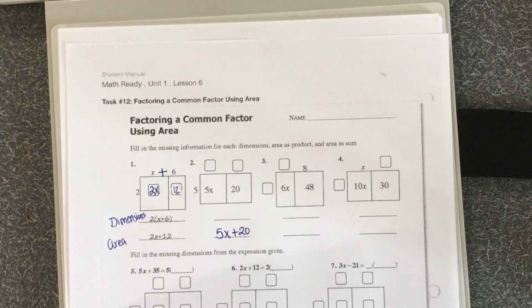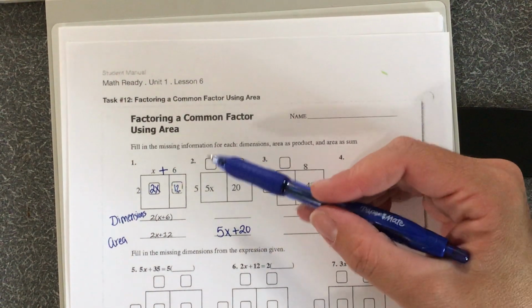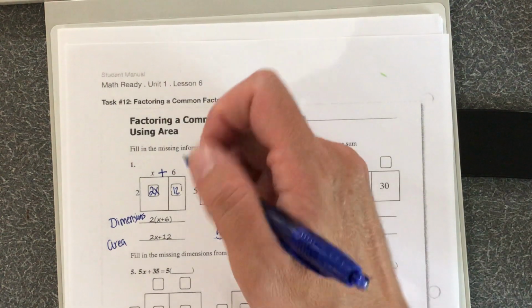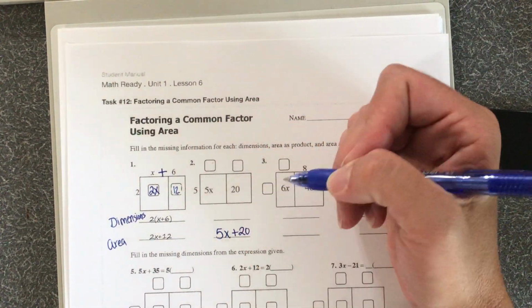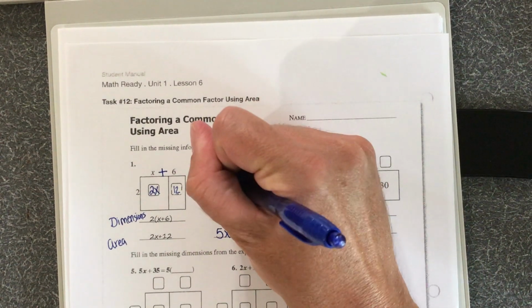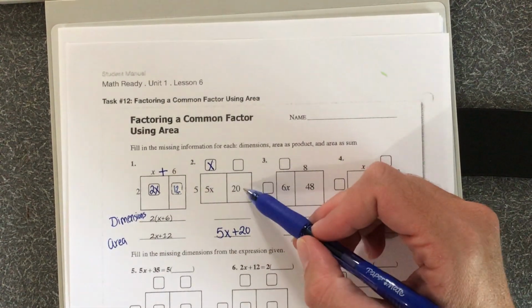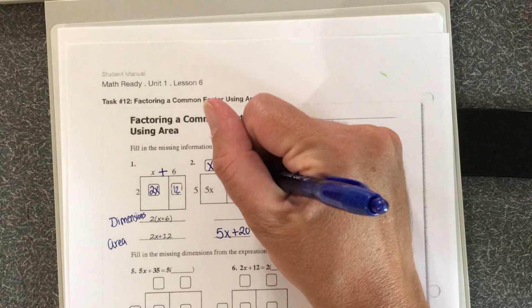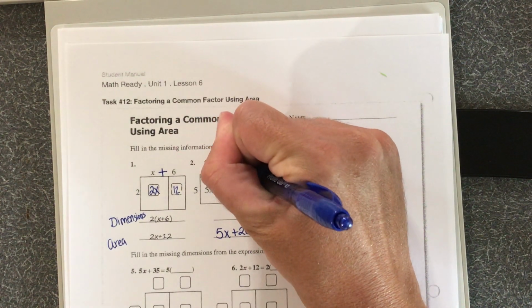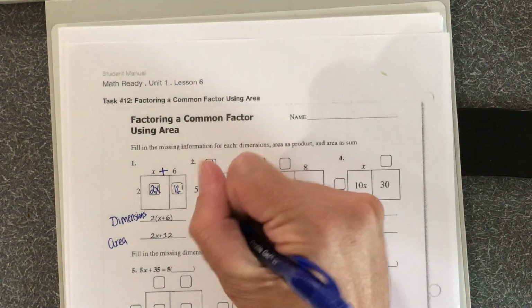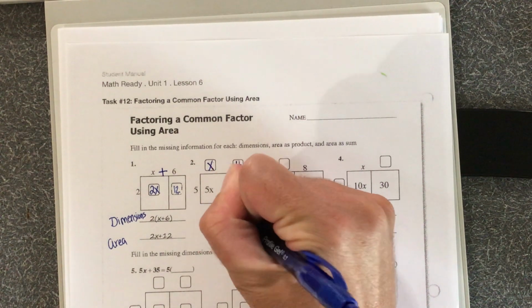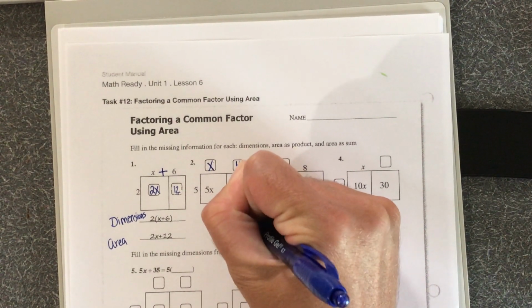how am I going to find my dimensions? Well, notice how it gave me that I have a height of 5. So 5 times what is going to get me 5x? 5 times x. 5 times what is going to get me 20? 5 times 4. So my dimensions of this rectangle are 5 by x plus 4.